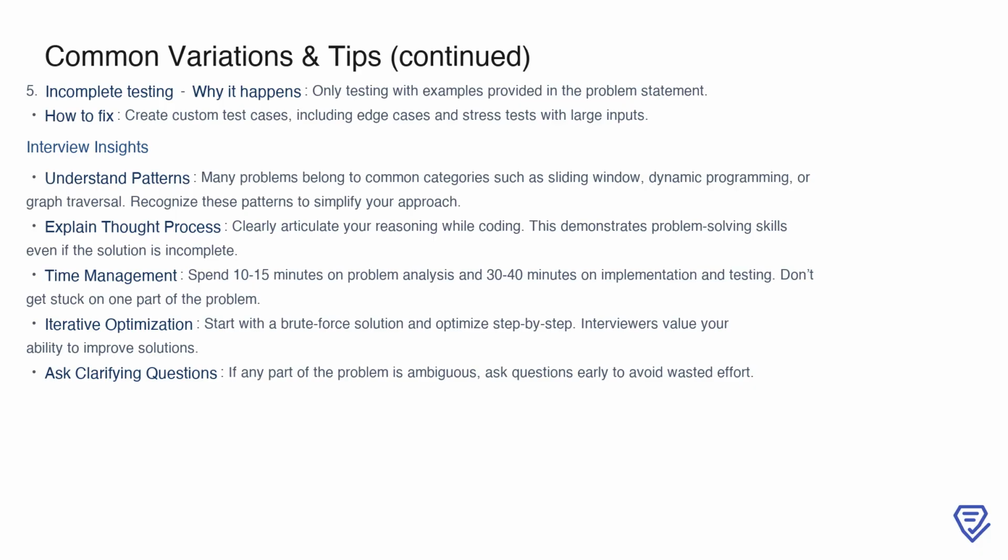Time management is critical. Allocate about 10 to 15 minutes for analyzing the problem and 30 to 40 minutes for implementation and testing. Avoid getting stuck on one part of the problem for too long. Additionally, iterative optimization is highly valued. Start with a brute force solution and improve it step by step. Lastly, don't hesitate to ask clarifying questions early if any part of the problem is ambiguous. This will save time and help avoid unnecessary mistakes.